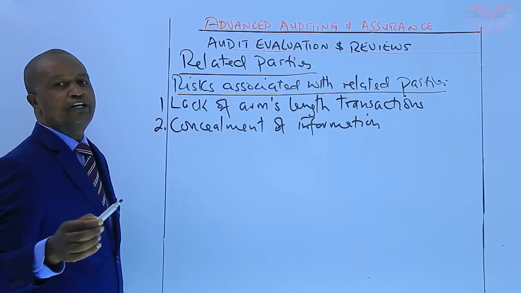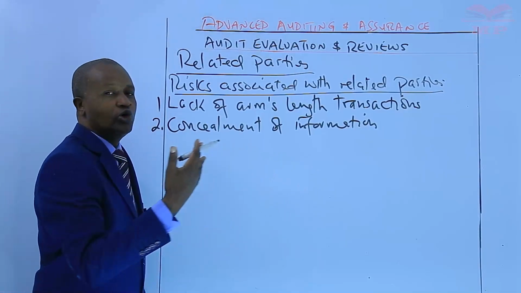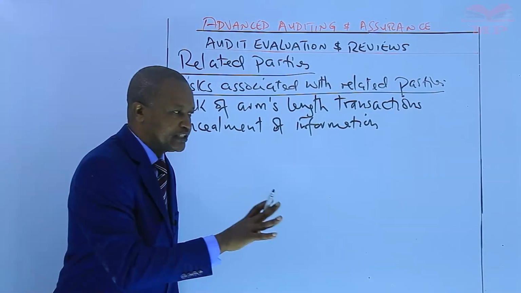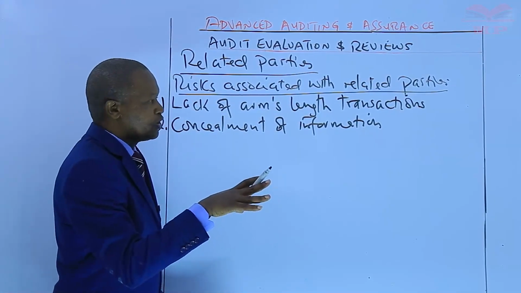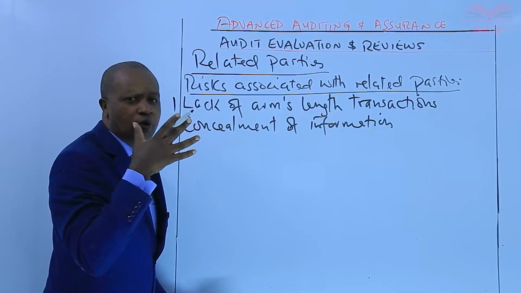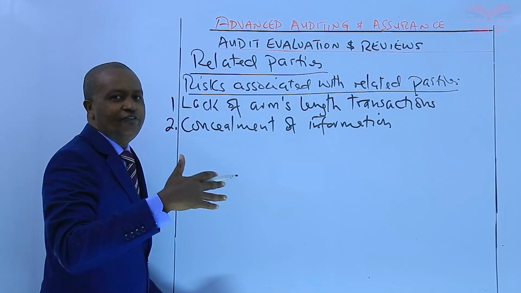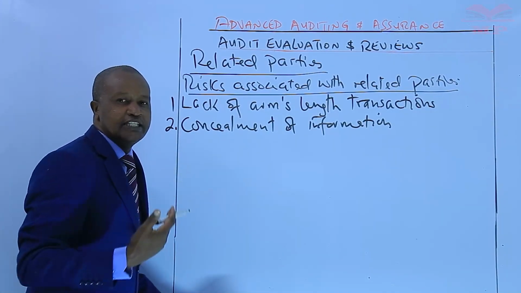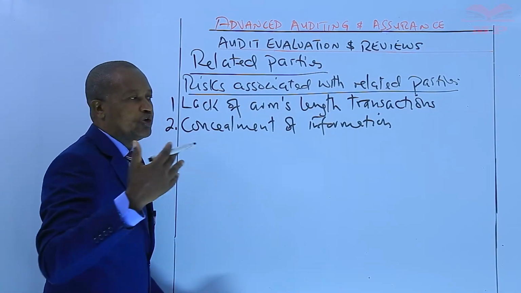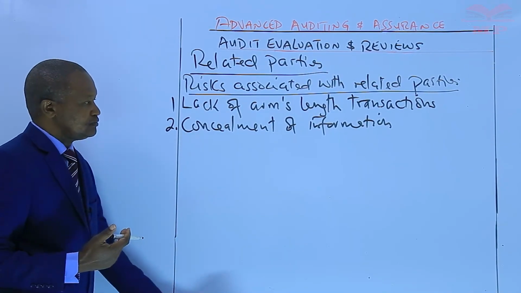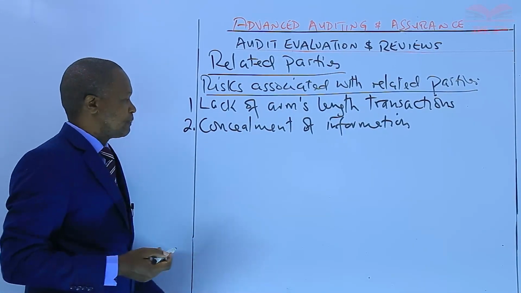Concealment of information. Related parties may collude to conceal or manipulate information in financial statements, leading to misrepresentation or fraudulent reporting. And that can particularly be risky if the related parties have vested interests in presenting a favorable financial position or hiding certain transactions or liabilities. So that's a risk. Concealment of information.